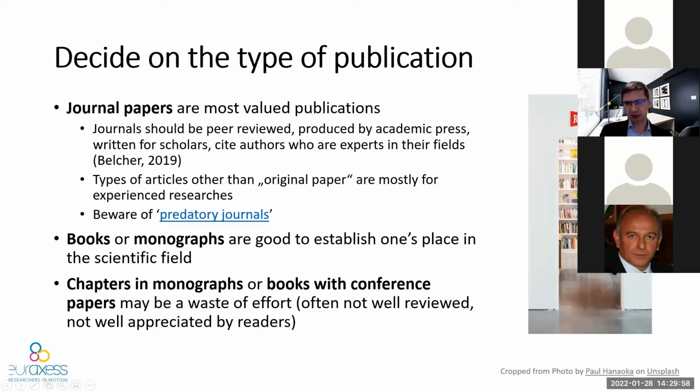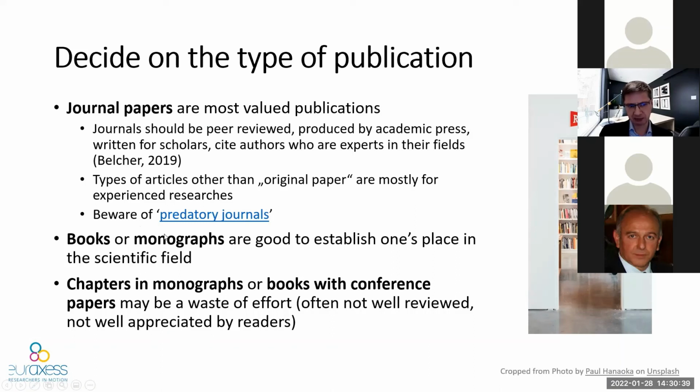So after we know all these introductory things, the very important thing is to decide firstly on the type of publication. As we already said, journal papers are the most valued publications. And they should be peer-reviewed to be serious, produced by some serious publisher, by some academic press. They should also cite authors that are experts in their fields, etc., etc. And generally, you should publish original papers and other types of papers if there is a need for that, if you're an experienced researcher or something like that.